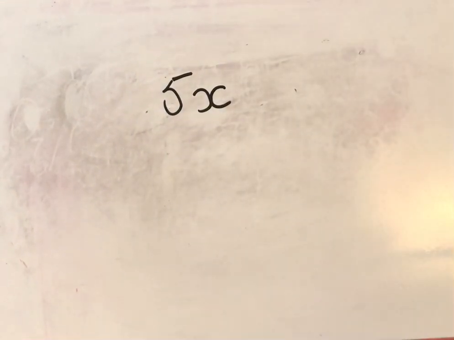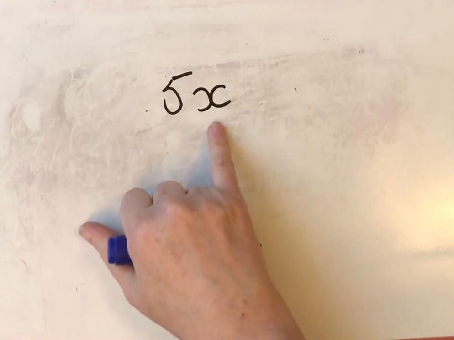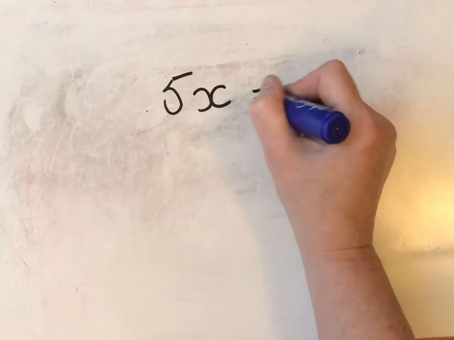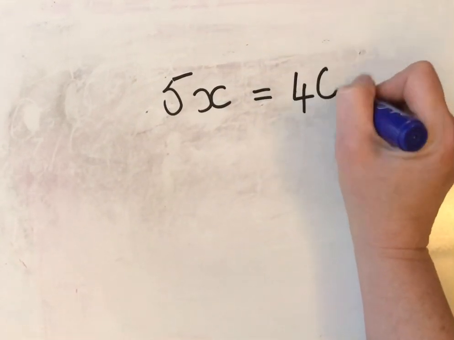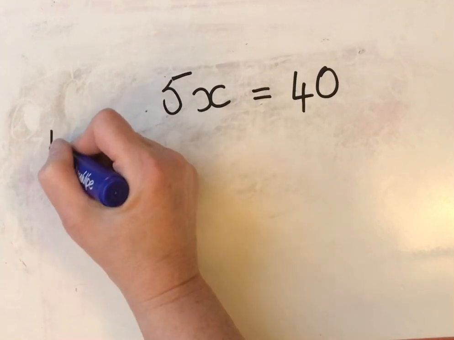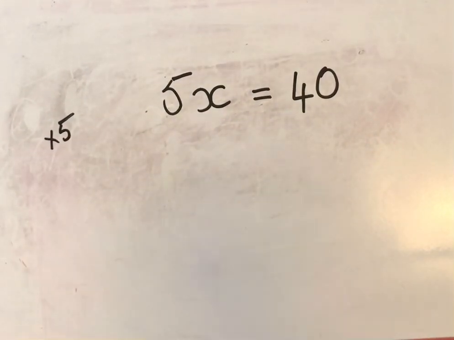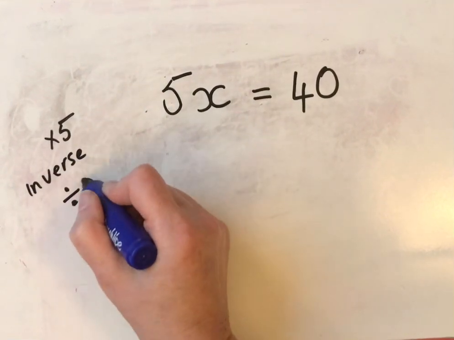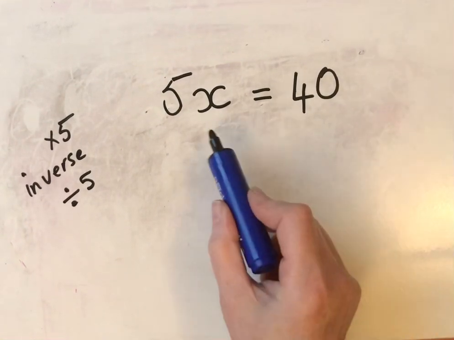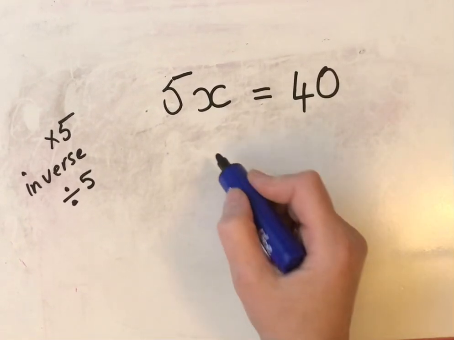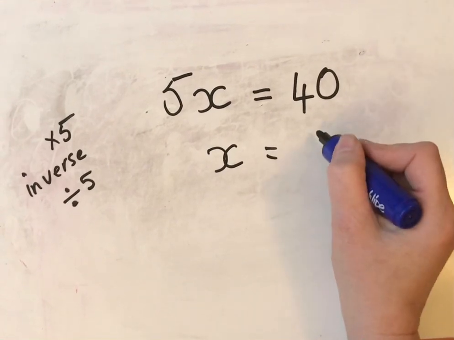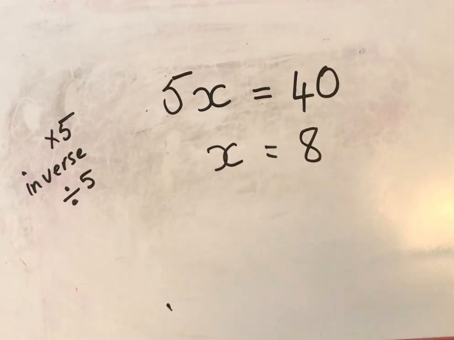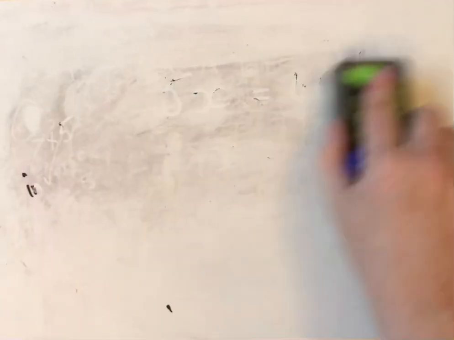5x. Now, if you've seen the number on linear sequences, this means 5 lots of the number. It's something multiplied by 5. Well, after I've multiplied it by 5, I get the answer of 40. So can you remember what the inverse of times by 5 is? Well, the inverse, the opposite, is divide by 5. So 5x divided by 5 gives me x. 40 divided by 5 gives me 8. And 5 8s are 40. Well done. Let's speed up a little bit.